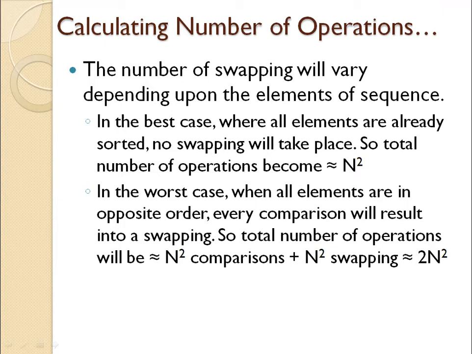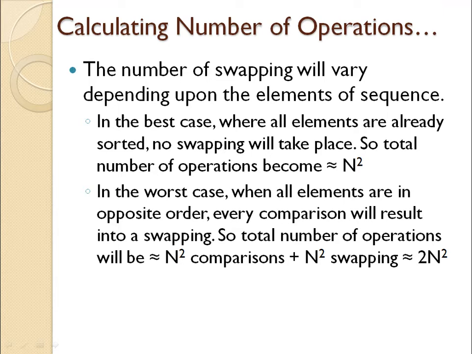In the worst case, when all the elements are in reverse order, suppose you are sorting in ascending order and your list is in descending order, this is called the worst case. So every comparison will result in a swapping. Whenever you compare, you will have to swap. So the total number of operations will be n square comparisons plus n square swappings. So those are of the order of 2n square. So these are the maximum number of operations that can take place in bubble sort.